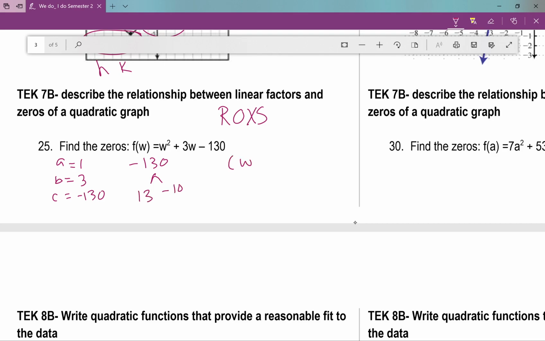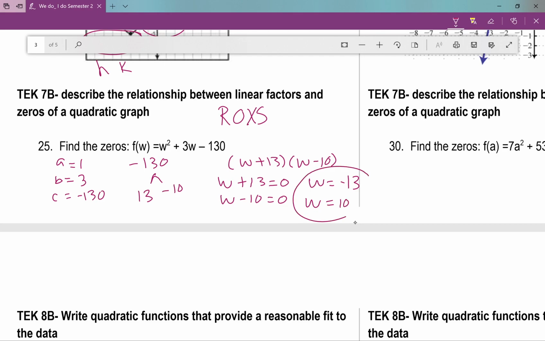So that leaves us with w plus 13 and w minus 10. And if we set these equal to 0, we will get the answers. So w plus 13 equals 0. We subtract 13 from both sides and we get w is equal to negative 13. W minus 10 is equal to 0. We add 10 to both sides. Remember, always opposite. And we get w is equal to 10. So these are our answers, negative 13 and 10.